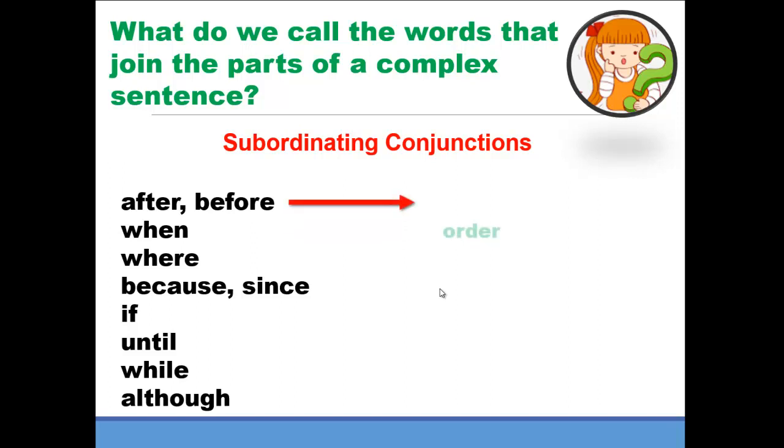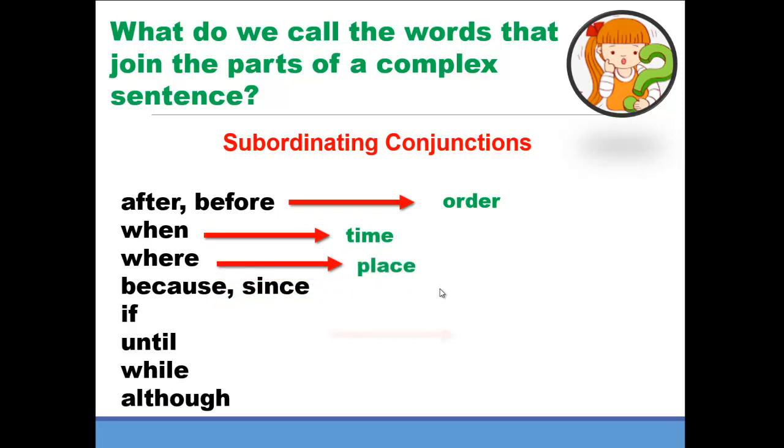After and before, they tell the order of the events. We use the conjunctions after and before to show the order of the events. We use the conjunction when to show the time. We use the conjunction where to tell about the place. We use the conjunctions because and since to tell about the reason. As I said in the previous lesson, the conjunction since means because. So we use because and since to tell about the reason why something happened.